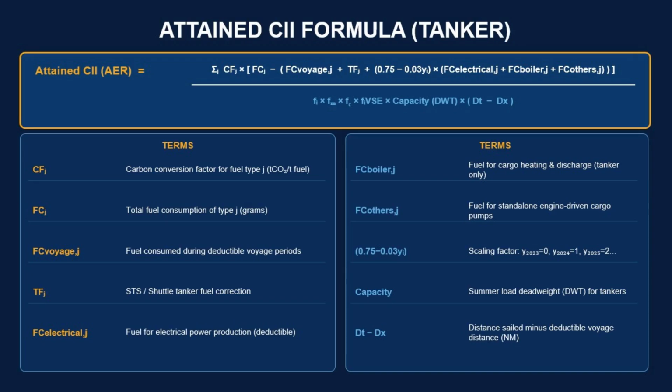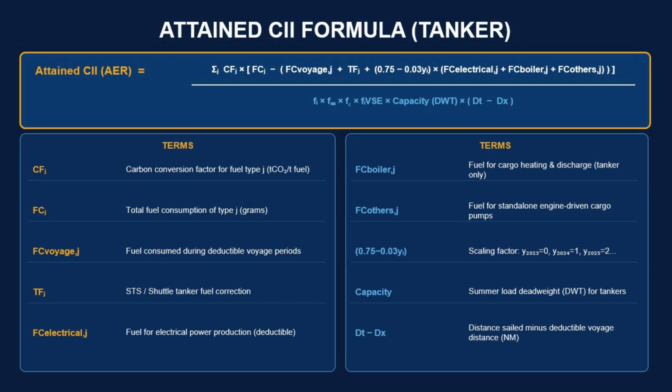In the formula, CFJ is the carbon conversion factor of each fuel. FCJ is the total fuel consumed. FC Voyage represents fuel consumed during deductible voyage periods. TFJ represents STS or shuttle tanker correction. FC Electrical is fuel used to generate electrical power for deductible systems. FC Boiler is fuel used for cargo heating in cargo discharge operations. FC Others is fuel consumed by standalone engine-driven cargo pumps.